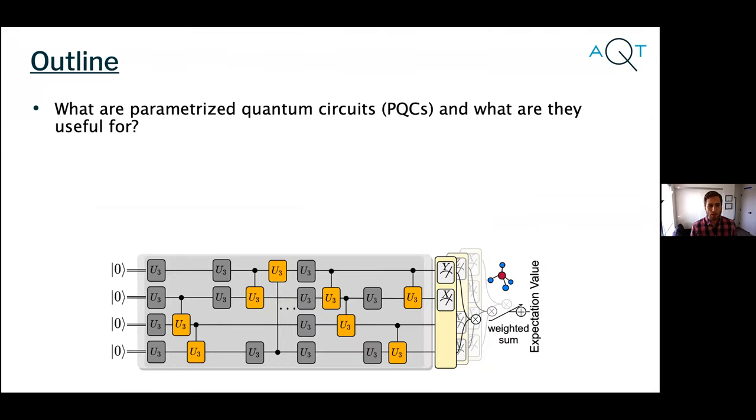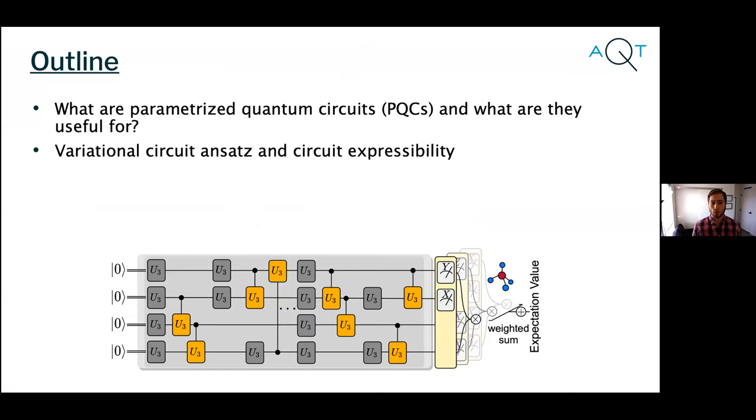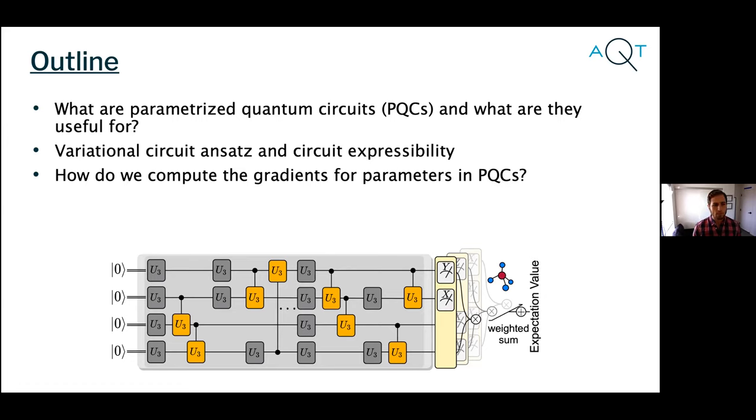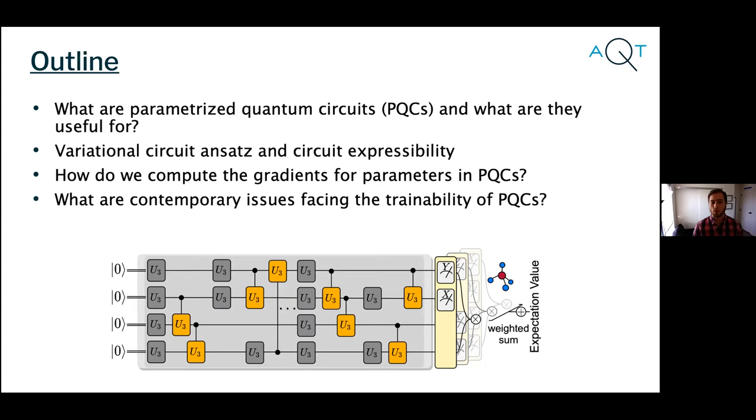So just a brief outline. First, I'm going to talk about what parametrized quantum circuits are and what they're useful for. I'm going to talk about the circuit ansatz, the idea of having a guess for your initial circuit and parametrized quantum circuits, and the idea of circuit expressibility, how much of a unitary space your circuit can express. I'll discuss how we actually compute gradients for parameters in PQCs. I should mention sometimes they're also called variational circuits. I'll discuss what are contemporary issues facing the trainability of parameters in parametrized quantum circuits. And finally, I'll pose some open questions in the field so that we can hopefully use these for a discussion later.